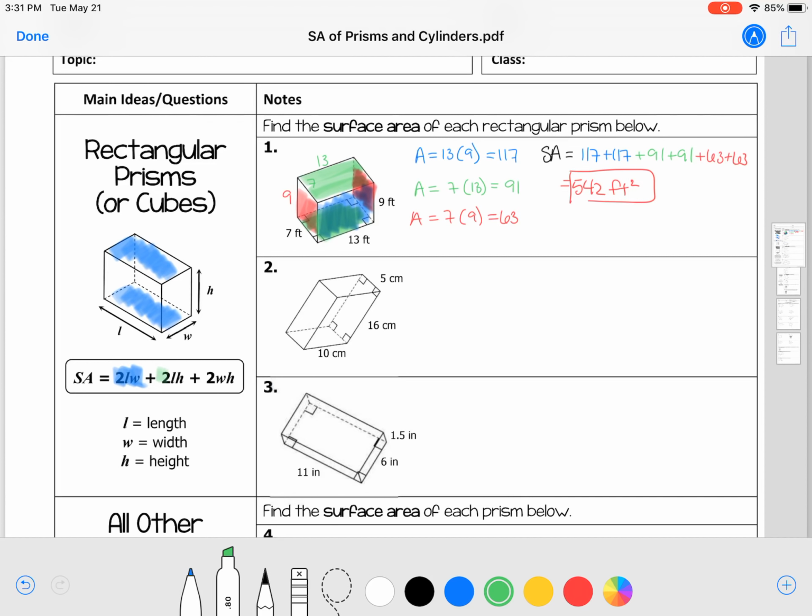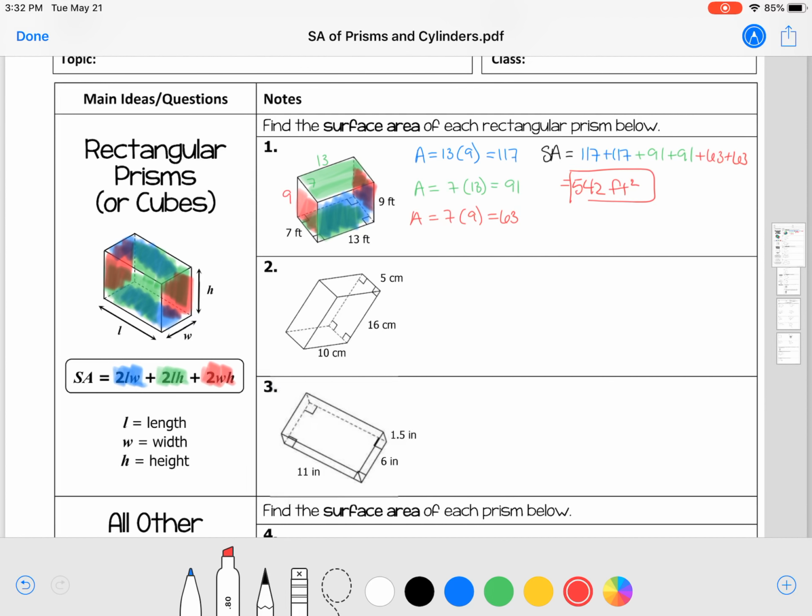And then that 2LH: LH gives you the area of this green rectangle right here. Why is it multiplied by 2? Because this green rectangle back there also has the area of LH. And then this 2WH: W times H will give you the area of that red rectangle right there, and again it's multiplied by 2 because in the back, this rectangle has the area of W times H. So this surface area formula really encompasses everything that we did in problem number 1.